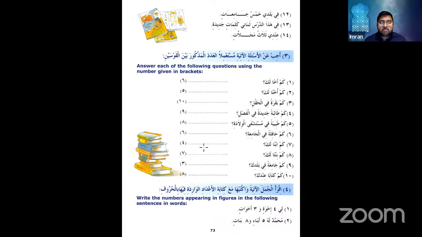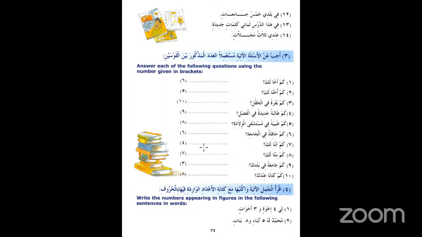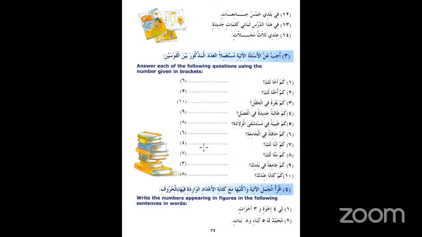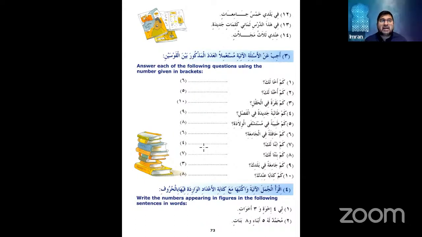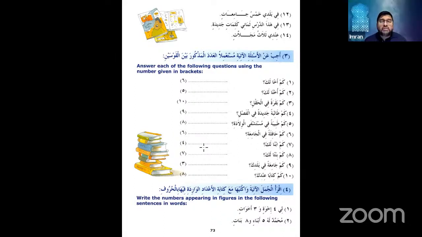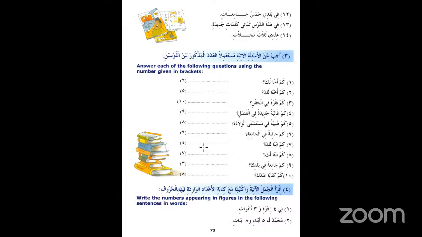What's the masculine number for 9? Correct. So في الفصل تسعة طالبات. طالبات, with kasra tanwin. طالبات. جديد. So you'll say جدد, because it is a sifa and mawsuf. So you say في الفصل تسع طالبات جدد.